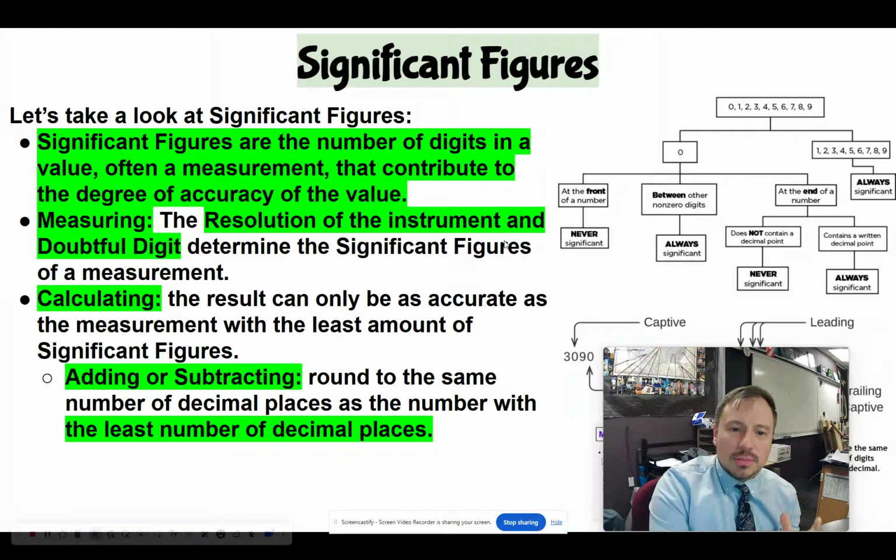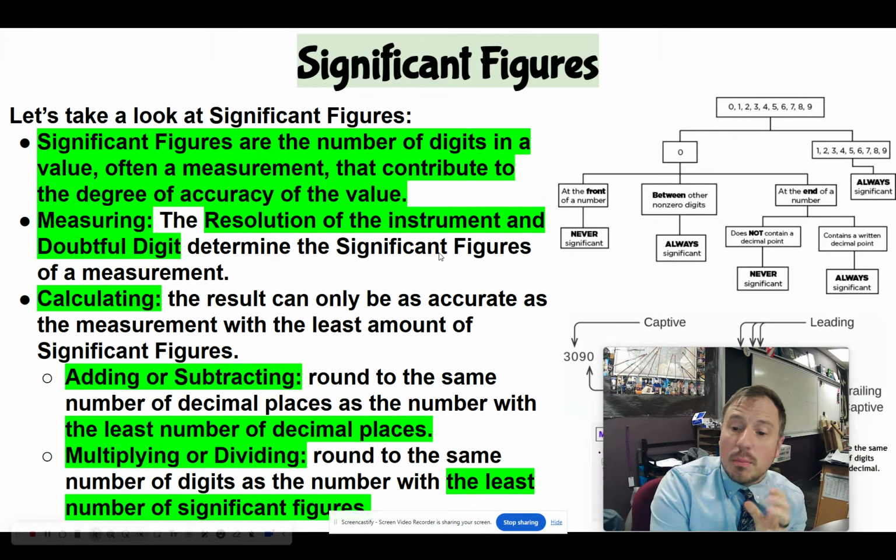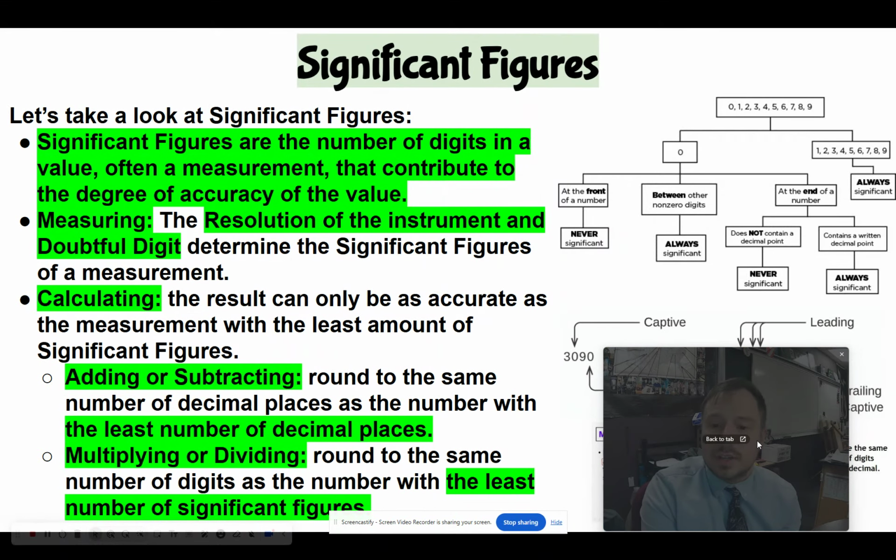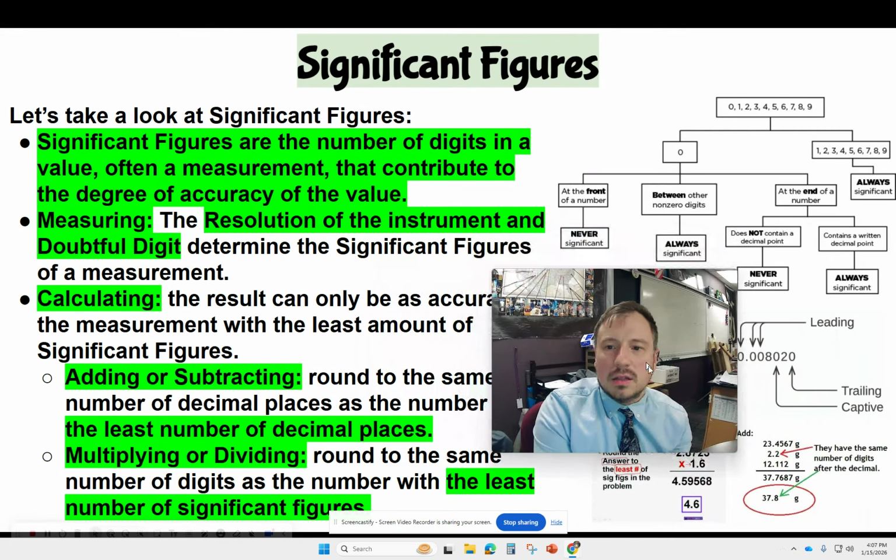So if you're adding or subtracting, you need to round to the same number of decimal places as the number with the least number of decimal places. So it's the decimal places that determine it. Now, if you're multiplying and dividing, you round to the same number of digits as the number with the least number of significant figures. So I'll move this over here.